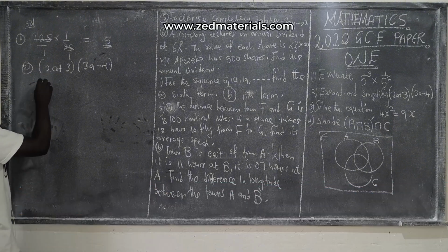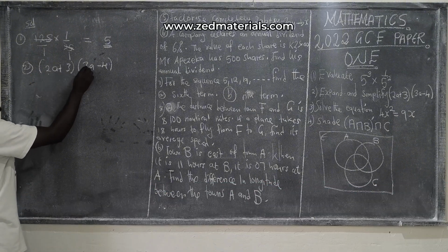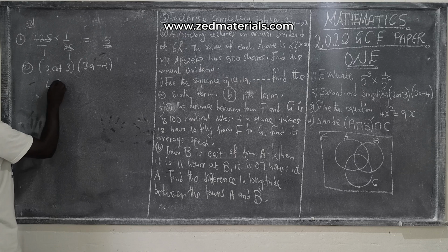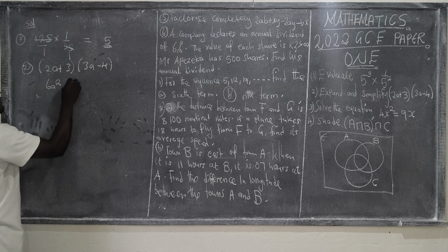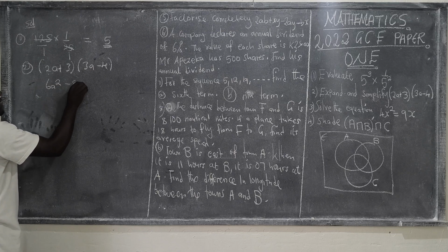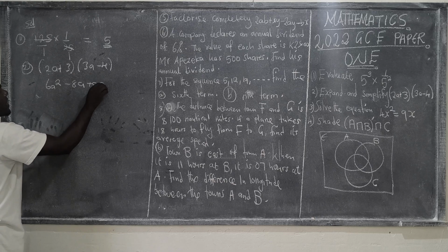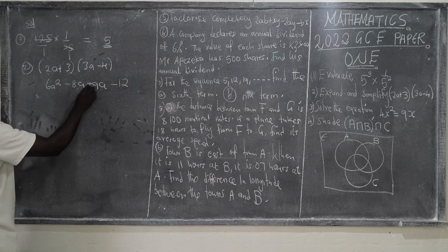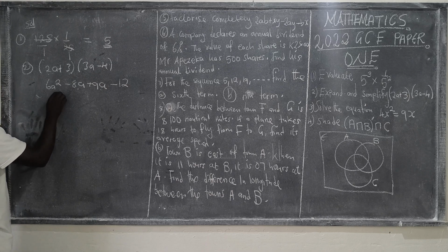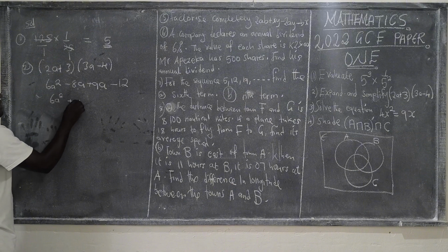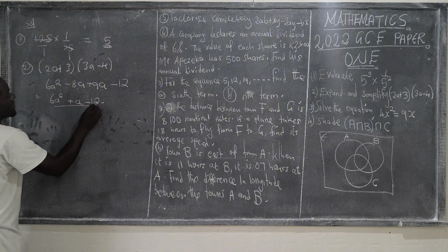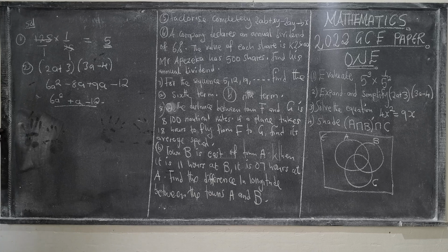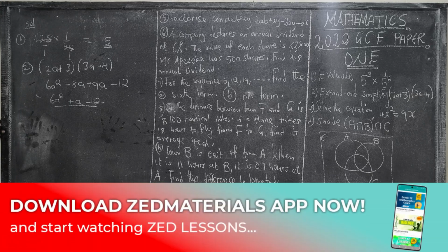So 2a multiplied by 3a, that is 6a squared. 2a multiplied by negative 4, it is negative 8a. 3 multiplied by 3a, it is positive 9a. 3 multiplied by negative 4, that is negative 12. Different signs you subtract. So you have 6a squared plus a minus 12. This is your answer. You have your 2 marks. So when you go to the Z material app, we explained nicely on what is happening here.